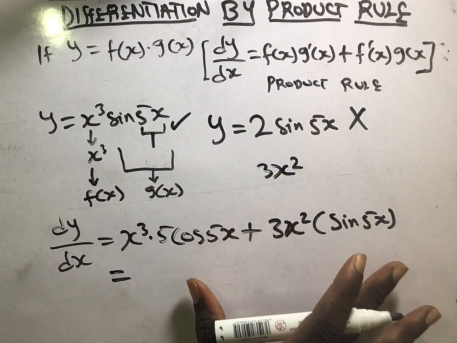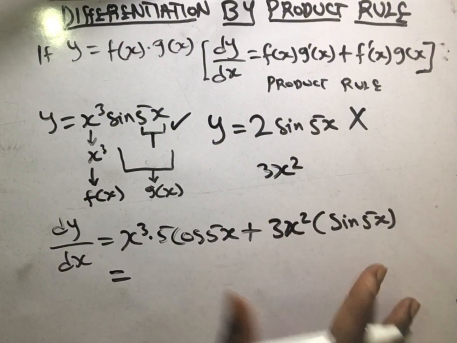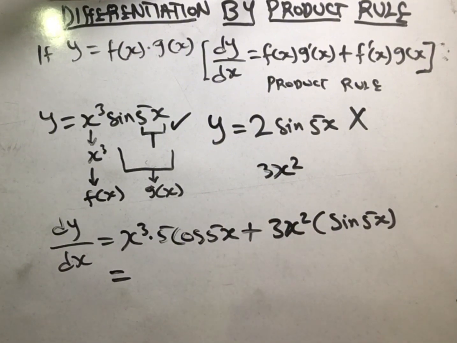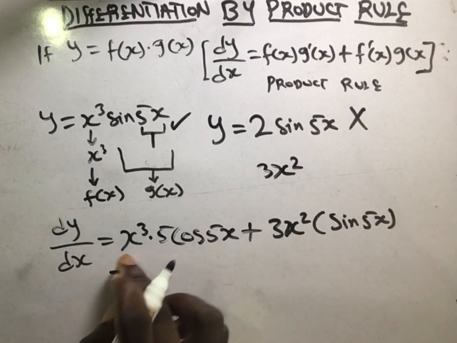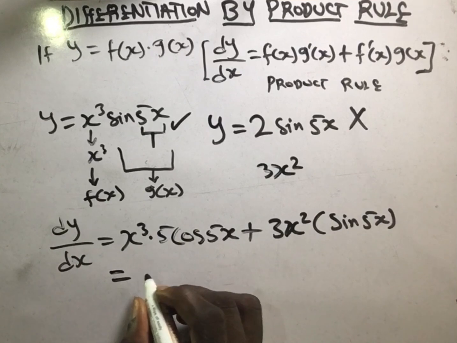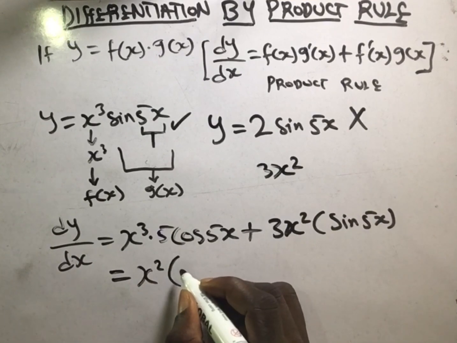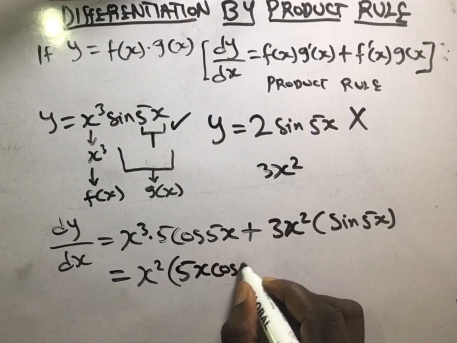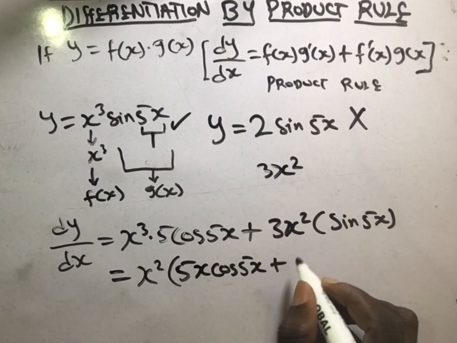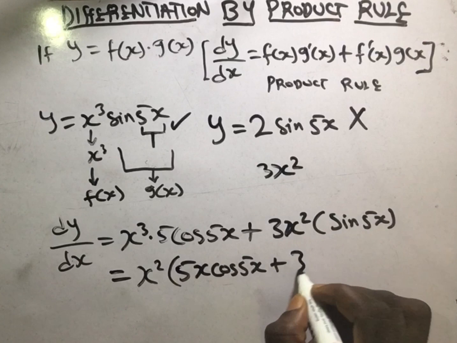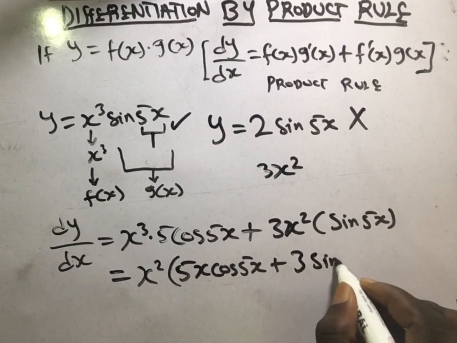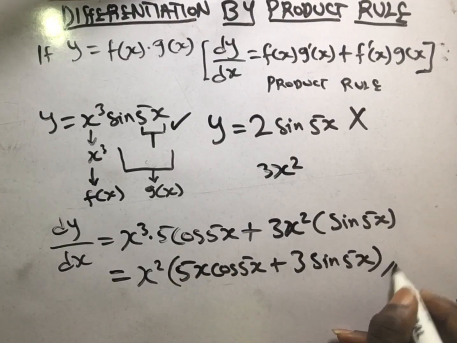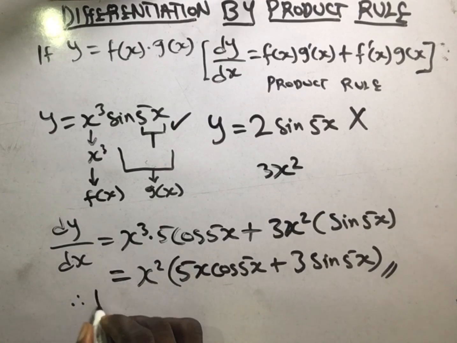Since these are actually our answer, you can leave an answer like this depending on what your teacher wants you to do or how your teacher wants you to represent it. Okay? But there's an x squared here, there's an x squared here. We can factorize it out. So since an x is left here, we have 5x cos 5x plus, the x squared is out, so all we have here is 3 sine 5x. And we can leave our answer as this.